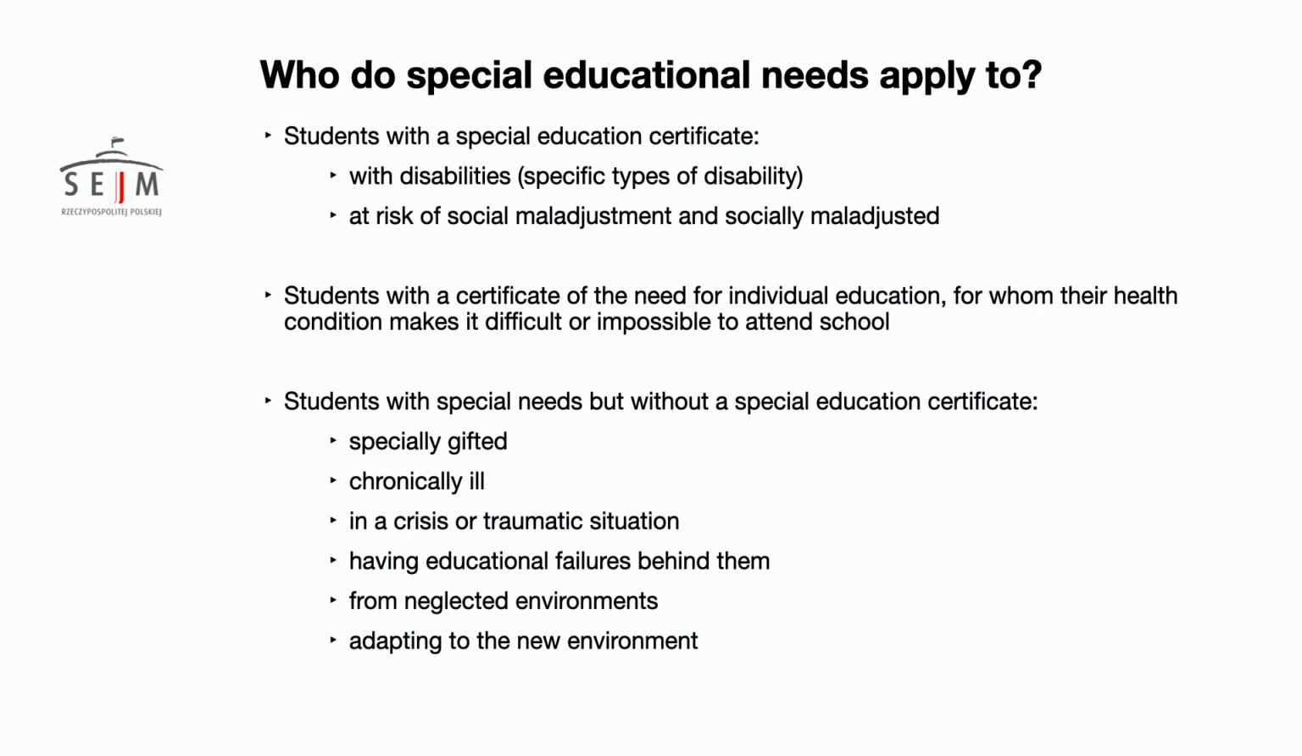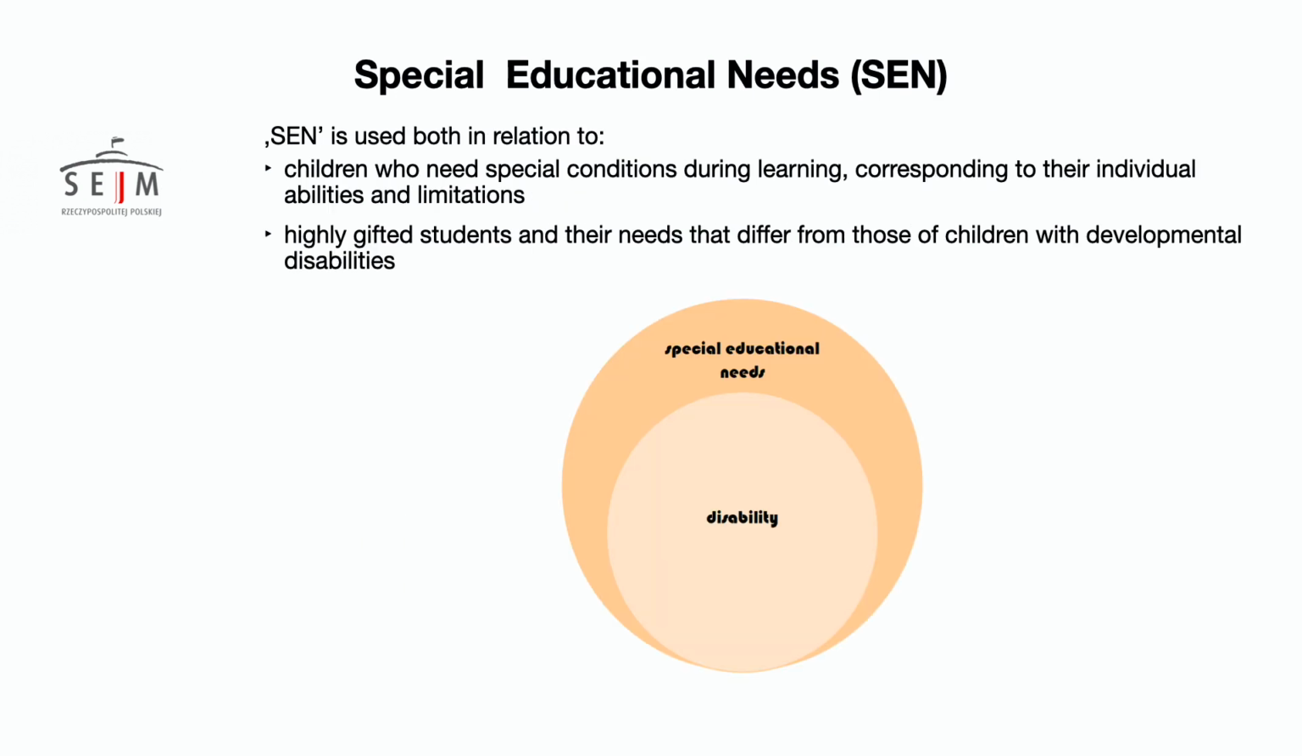The third group are students with special needs but without a special education certificate. This group includes specially gifted students, students who are chronically ill, students facing a crisis or traumatic event, students who fail to succeed in education, students affected by neglected environments, students adapting to a new environment. Special educational needs is used both in relation to students who need special conditions during learning, corresponding to their individual abilities and limitations, and highly gifted students, and their needs that differ from those of children with developmental disabilities.